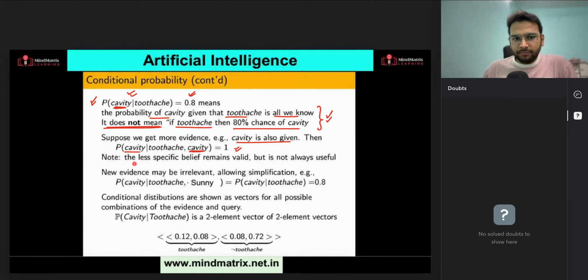Okay, so now let's proceed. Sometimes we may have some irrelevant evidence also. Carefully see this. New evidence that we are adding, sometimes it may be irrelevant, right? So for example, if it is given to you, probability of cavity given toothache has occurred and weather is sunny. Don't you think that this particular evidence, that weather is sunny, is irrelevant to this cavity problem?